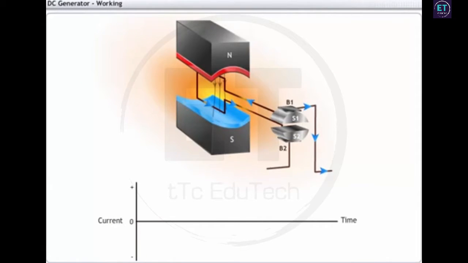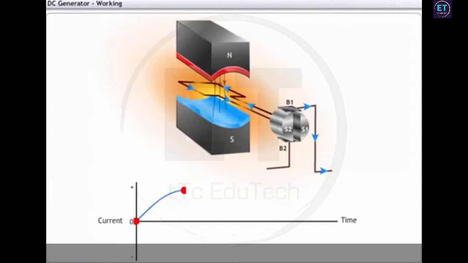In a DC generator, when the coil rotates through 90 degrees, the change in magnetic flux induces an electromotive force of maximum strength. This current flows through the split rings to the brushes.